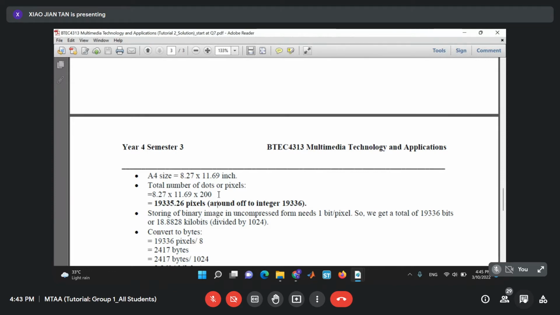So you get the width and height and then multiply by 200, and you will get the total 200 dpi. If you take width multiplied by 200 and then height multiplied by 200, you will actually get a double up, double the dpi, something like that.